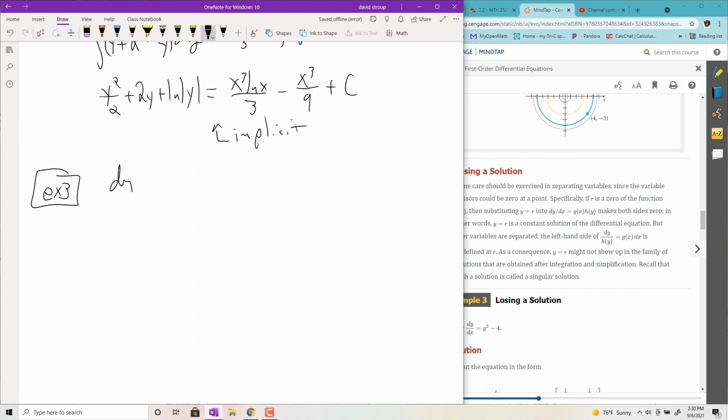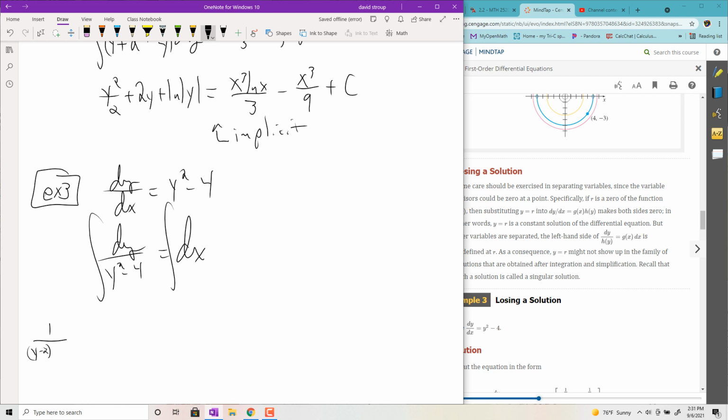So we have dy all over dx is y squared minus 4. I have dy then all over y squared minus 4 equals dx. And that's going to be on the left. You've got to do a partial fractions, right? So y squared minus 4 is y minus 2 times y plus 2.